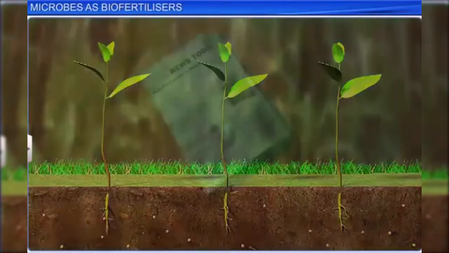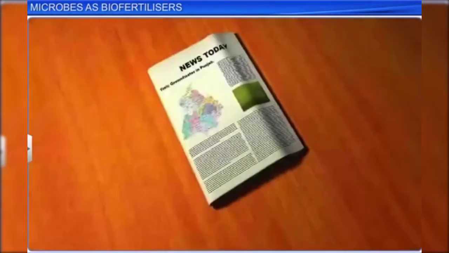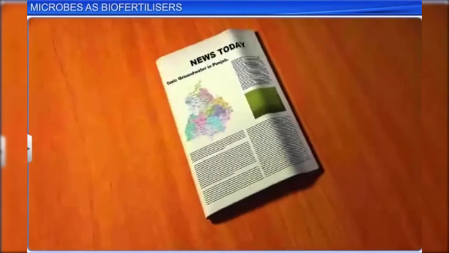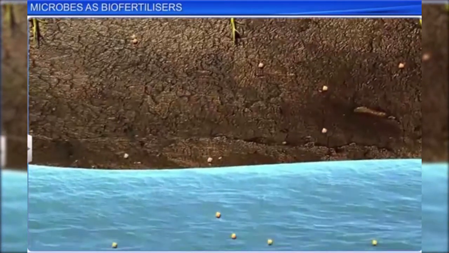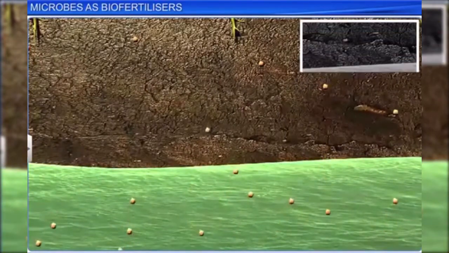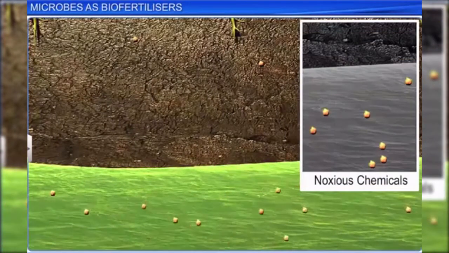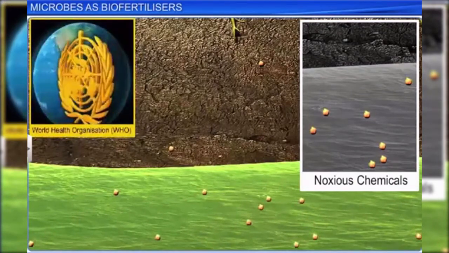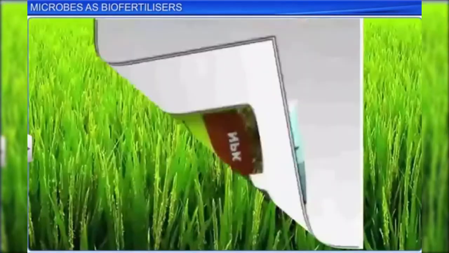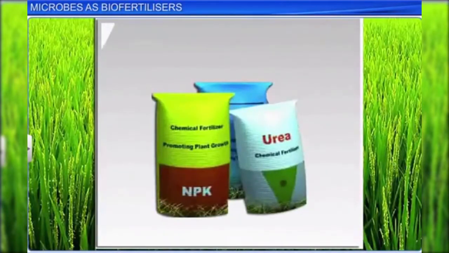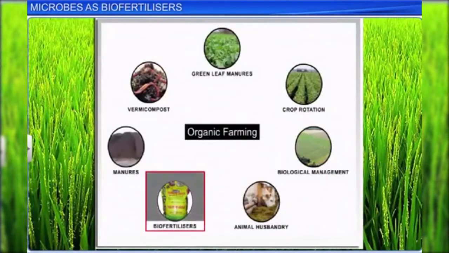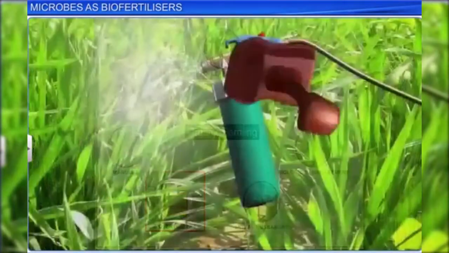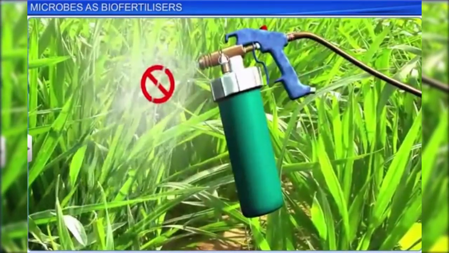The impact of these fertilizers had become so severe that in Punjab, about 10% of groundwater samples show the presence of noxious chemicals more than the permissible limit prescribed by the World Health Organization or WHO. This paved the need for organic farming, wherein biofertilizers are used instead of synthetic chemical fertilizers.